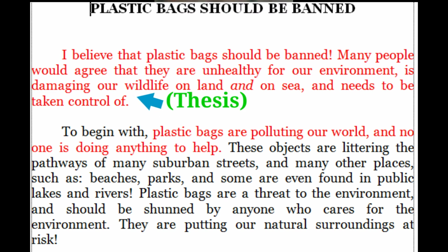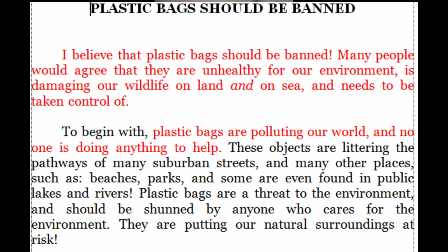Okay, let me read it. I believe that plastic bags should be banned. Many people would agree that they are unhealthy for our environment. It is damaging our wildlife on land and on sea and needs to be taken control of. Okay, that is called a thesis. The writer introduces the thesis that plastic bags should be banned, and then shows his perspective that many people would agree that they are unhealthy for our environment. The sentence shows the perspective of the writer.